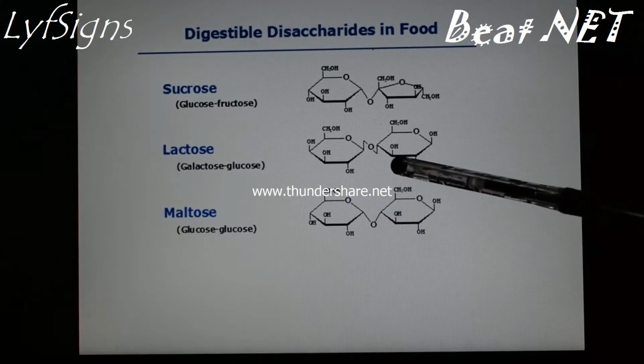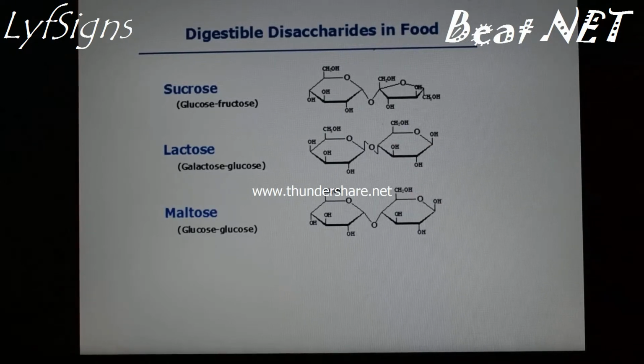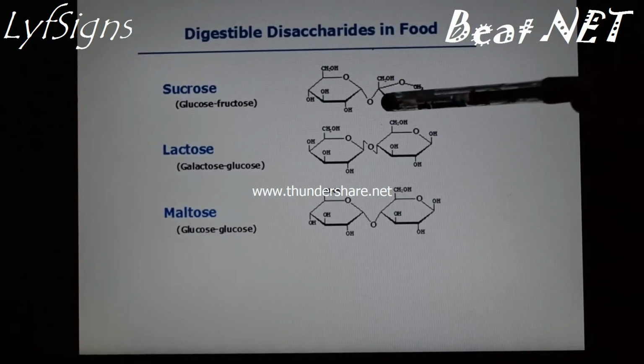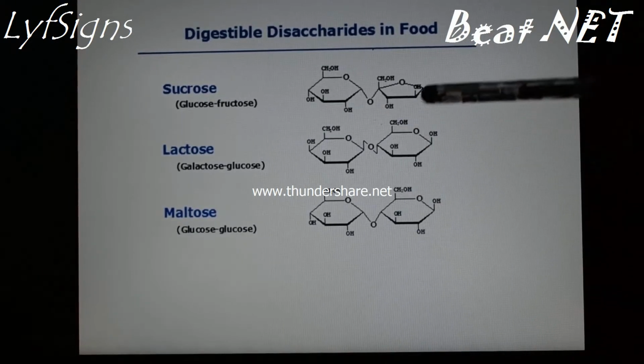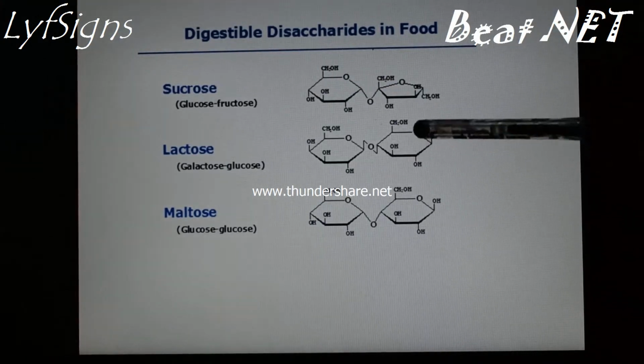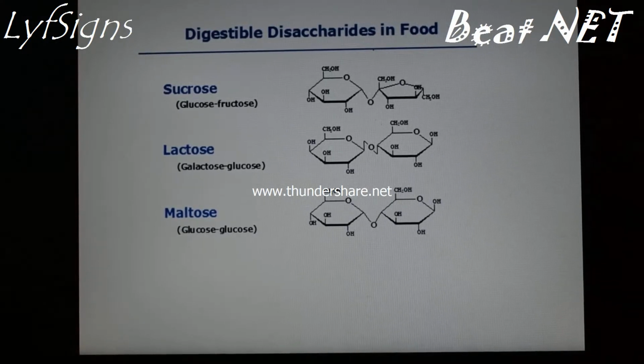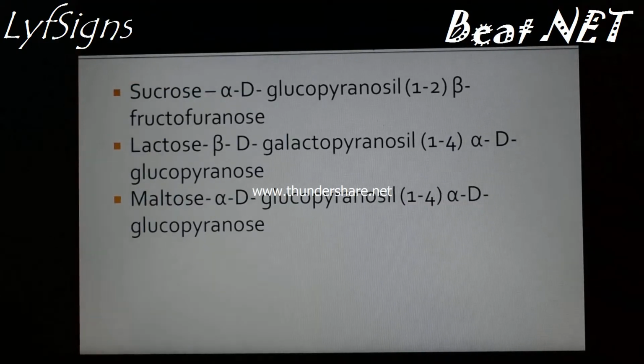Here you can see a peculiar type of bonding. This is called beta glycosidic linkage. This is alpha, this is beta. Here both are in the same plane, and here one is rotated. It undergoes a kind of rotation. So this is represented as alpha glycosidic linkage and beta glycosidic linkage. You will understand this more when you study the difference between starch and cellulose.